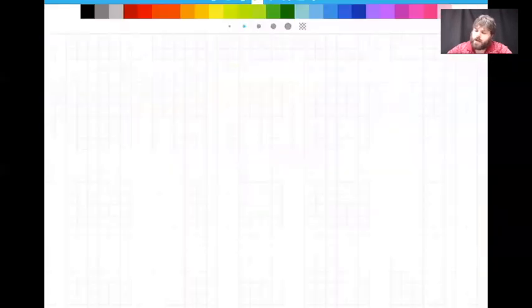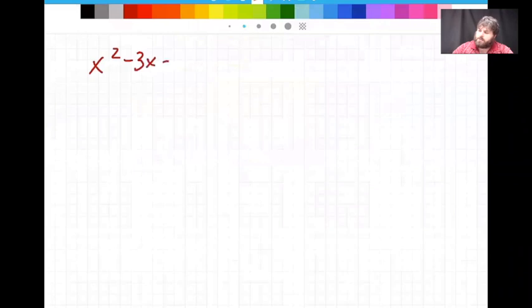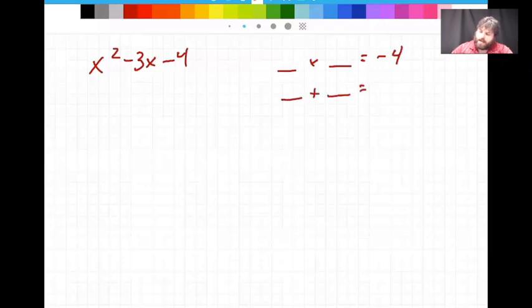All right, let's try a couple more examples here. Let's try factoring x squared minus 3x minus 4. All right, looking for two numbers that multiply to be -4, that at the same time add to be -3. This one's a little different. They multiply to be -4. The only way two numbers can multiply to be a negative is one is positive, one is negative. So in this case, we actually want the two numbers to subtract to be -3.